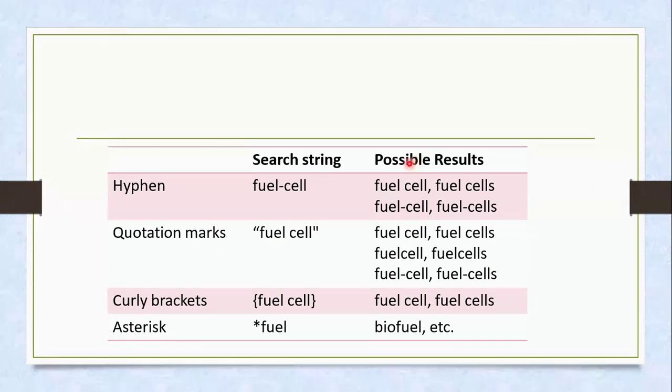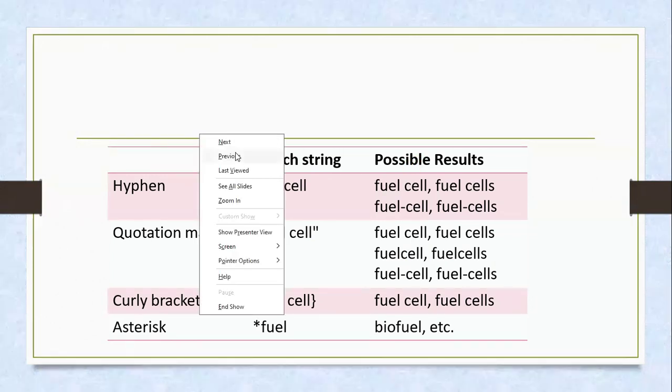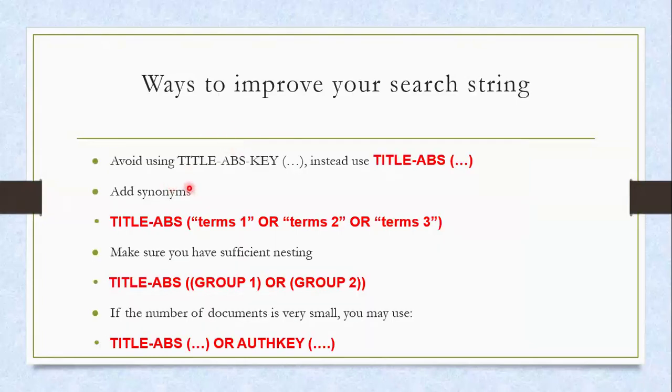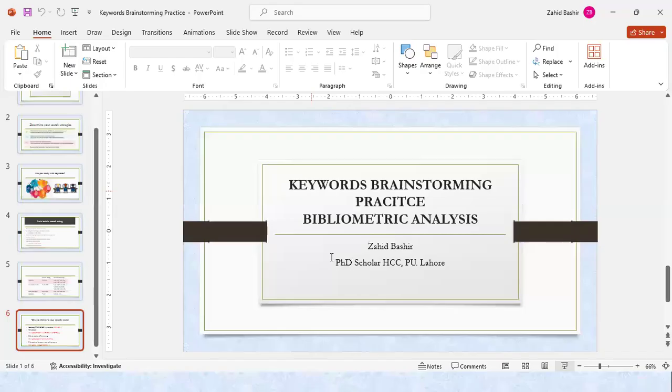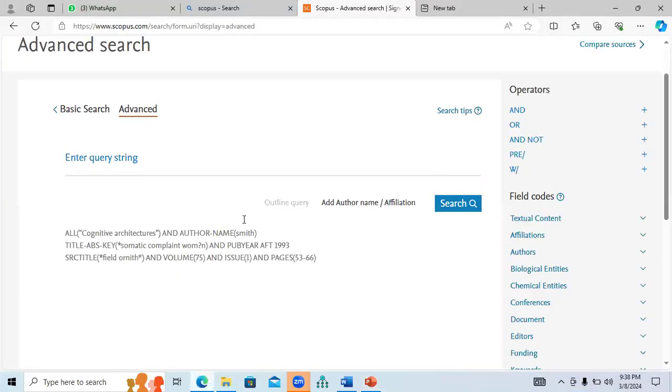We have a number of other things that we need to consider. Avoid using title, abstract, key. Do not use this combination. Always try to use title and abstract, because there are a lot of other options available on your Scopus database. For example, if we look at the basic search, what options are we using here.